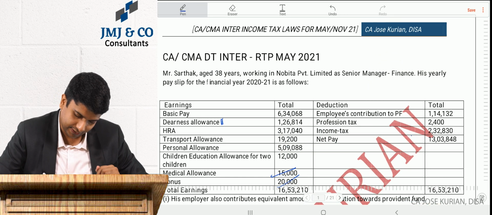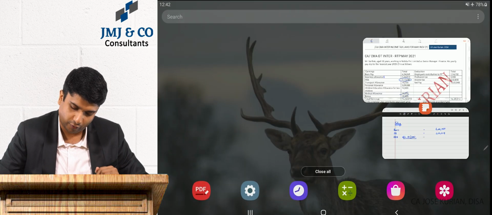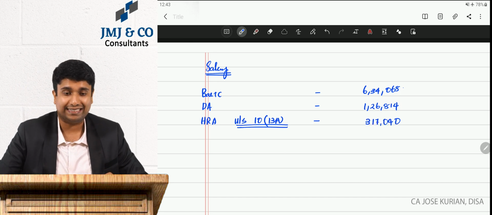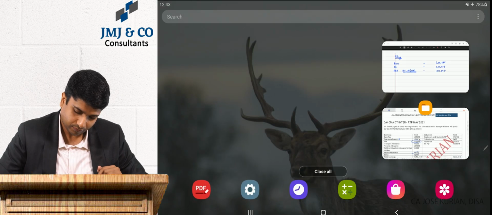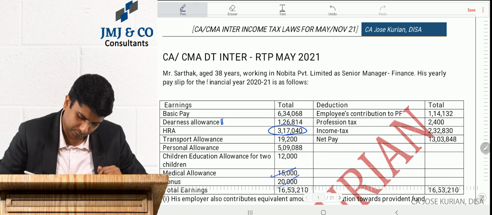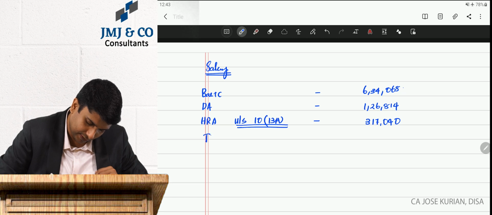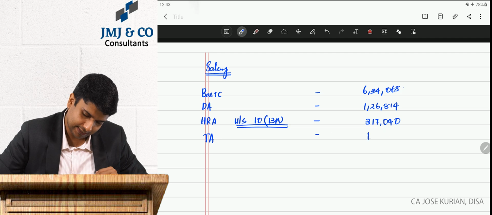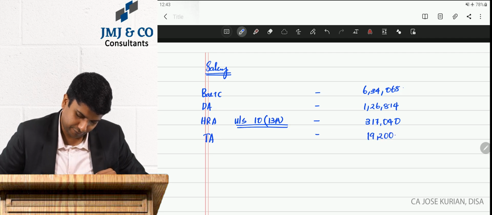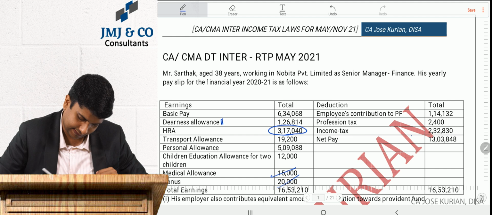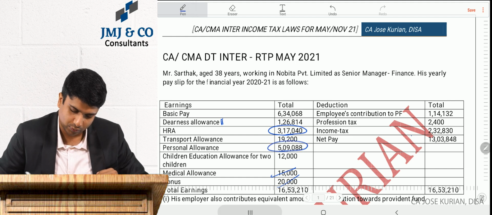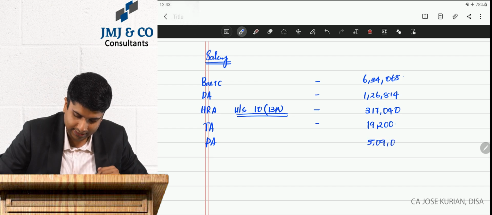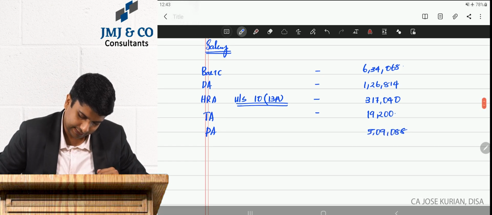So what is the house rent allowance? It is 3,17,040 rupees, which would be fully taxable in his hands. Moving forward, the next is transport allowance, that is 19,200, which is also fully taxable. Then after transport allowance, is there anything? Yes, there is personal allowance of 5,09,088, which is also fully taxable.